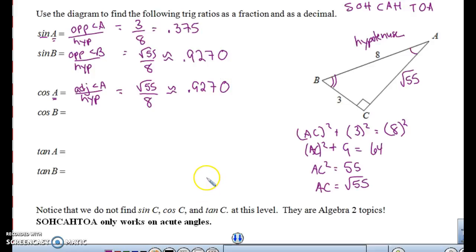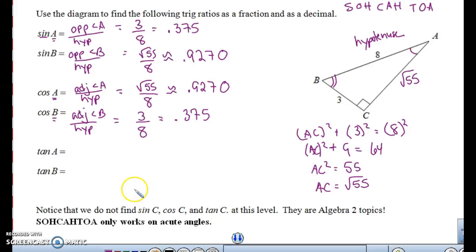Okay, next one is the cosine of B. Cosine, again, is adjacent over hypotenuse, but this time we're starting from B. So it's adjacent to angle B over the hypotenuse. So here's angle B. Adjacent to it would be 3, and the hypotenuse is 8. And we did 3/8 up there, it's 0.375. So that is the ratio from angle B.